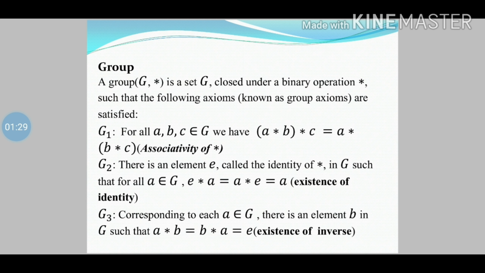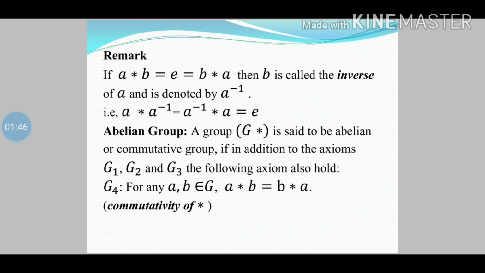Third one is existence of inverse. That is, corresponding to each element a belonging to G, there is an element b in G satisfying the property a star b is equal to b star a is equal to e. Here the element b is called the inverse of a, and is denoted by a inverse. More clearly, a star a inverse is equal to a inverse star a is equal to e.